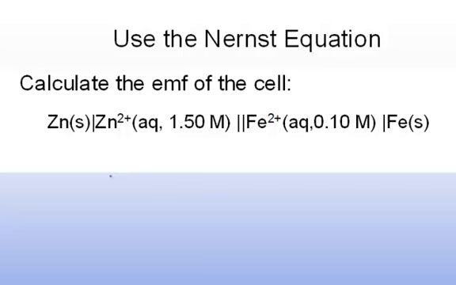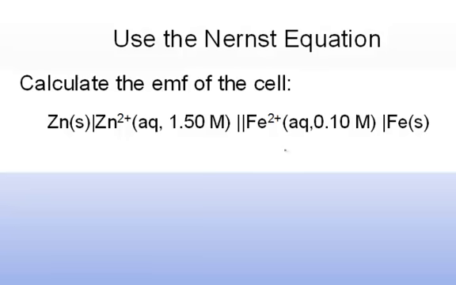Let's use the Nernst equation to calculate the EMF, or the potential, of an electrochemical cell under these non-standard conditions. I can tell that it's non-standard because the concentration of the ions are not at 1 molar. Rather, the zinc ion in this particular cell is at 1.5 molar, and the iron ion is at 0.1 molar.